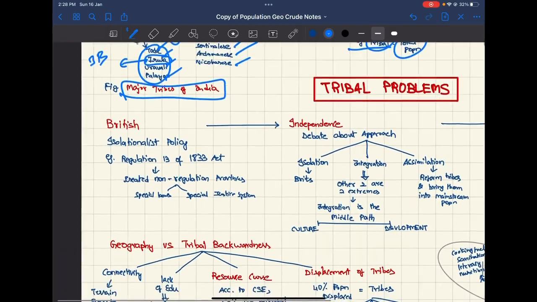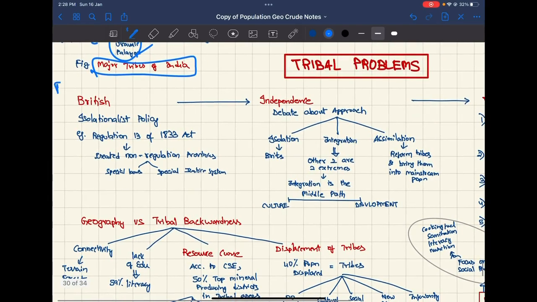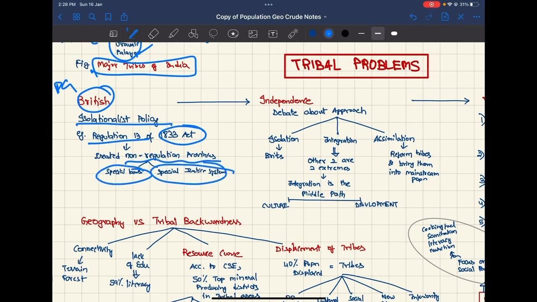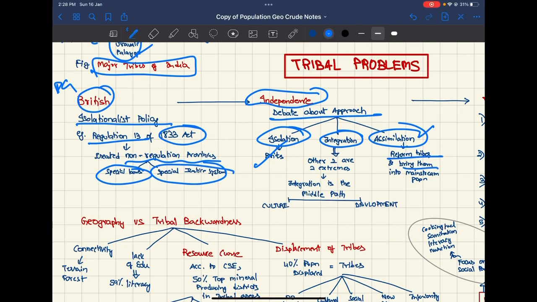Now, the tribal problems. First, look at the background. British followed the isolationist policy, which can be seen from the 1833 Act, Regulation 13, which created non-regulation provisions, and this created special laws and a special justice system. Later, after independence, we had a debate about which approach to follow: isolation approach, assimilation approach, and integration approach. Isolation was followed by the Britishers, and the assimilationist approach is to just reform the tribes and bring them into the mainstream population. Both of them are extreme. Therefore, we follow the integration approach, which is a middle path between maintaining their culture.